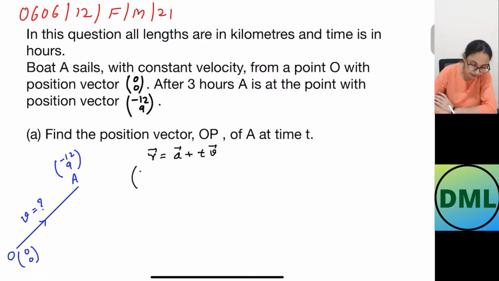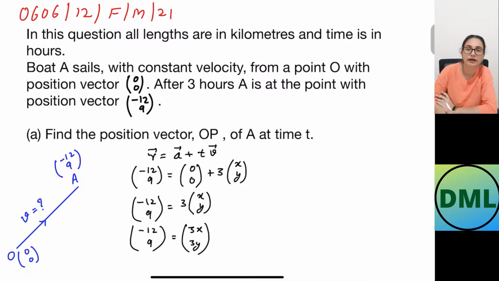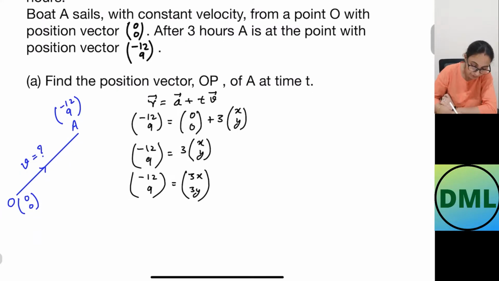So the position of A is minus 12 and 9, which equals the initial position, 0, 0, plus time t, which is 3 hours, and the velocity vector, which I don't know, so I suppose that is x and y. So minus 12 and 9 equals 3 times x and y, which is 3x and 3y. Now I can compare the i and j vectors separately. If I compare the i vector, 3x is equal to minus 12, so x is equal to minus 12 over 3, so x is equal to minus 4.